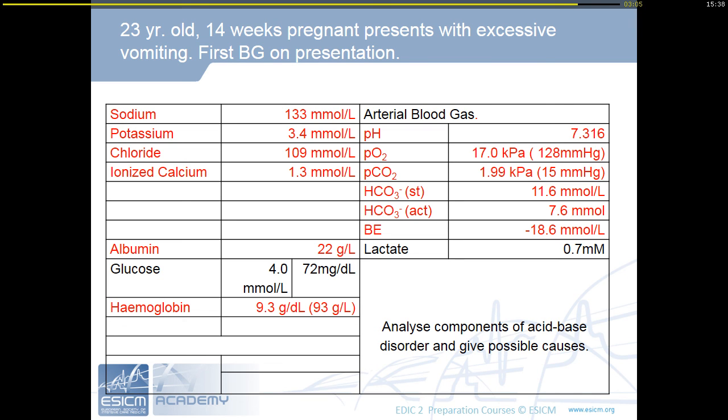But still, somebody said, well, that's not right, she's weird, okay? And called the ITU resident, and the registrar came to me and said, Frankie, look at this blood gas. It's weird. She's so profoundly acidotic. I don't like it, right? And the question is, now, analyze components of the acid-base disorder and give possible causes. What would you say to the registrar under these circumstances? And perhaps spend a few seconds and try to think it the new way, the way you just learned, okay? And don't forget about Boston.